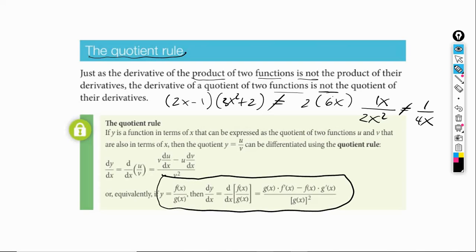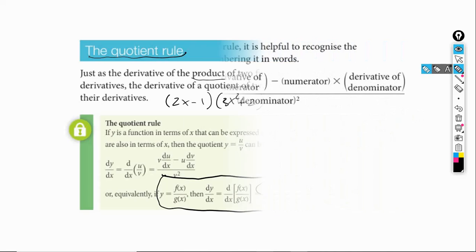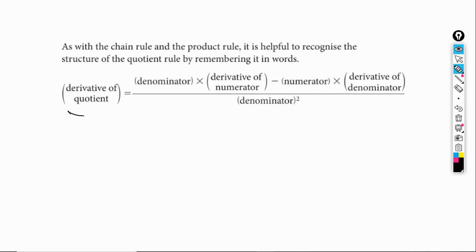So the rule is that you multiply the denominator times the derivative of the numerator minus the numerator times the derivative of the denominator over the denominator squared. So here we have it in words. Derivative of quotient is equal to denominator times derivative of the numerator minus the numerator times the derivative of the denominator over the denominator squared.